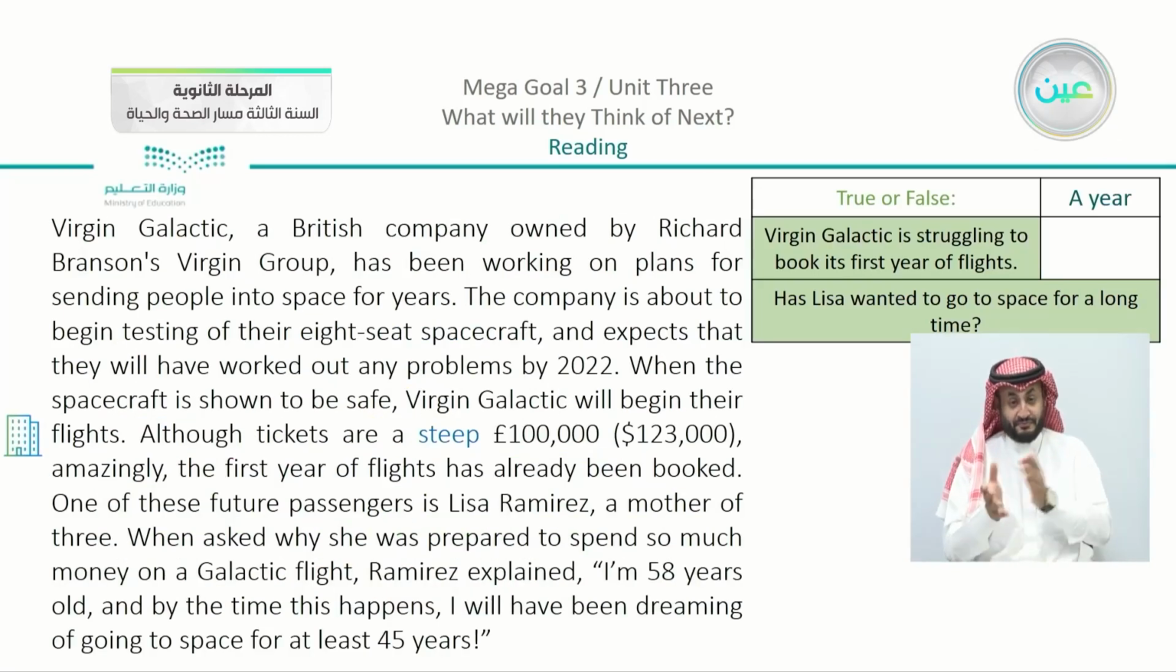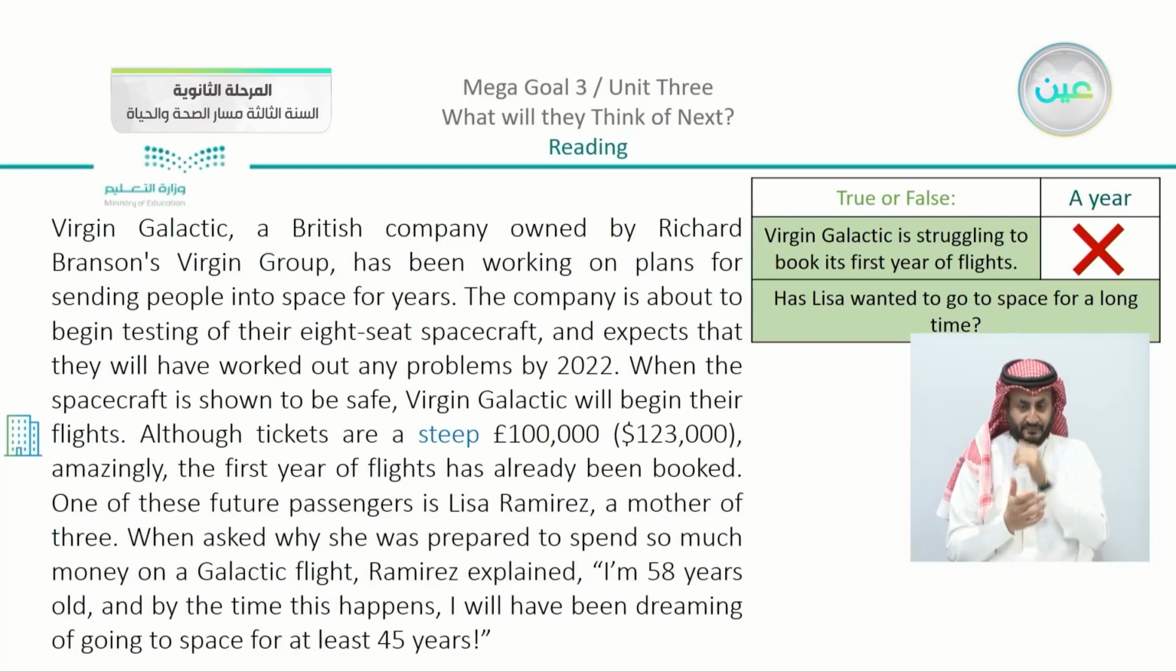Now in this part, we have true or false. Virgin Galactic is struggling to book its first year of flights. Now when you see here that we have the company, Virgin Galactic, did they face difficulty to book their flights? Now we can see that the first year of flights has already been booked, which means the total opposite. So the answer is going to be false.